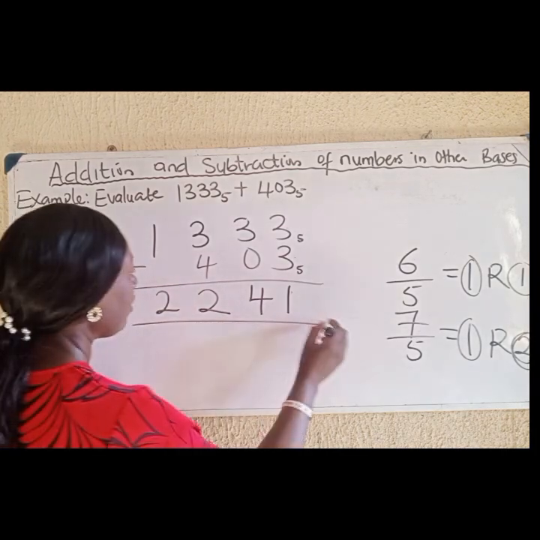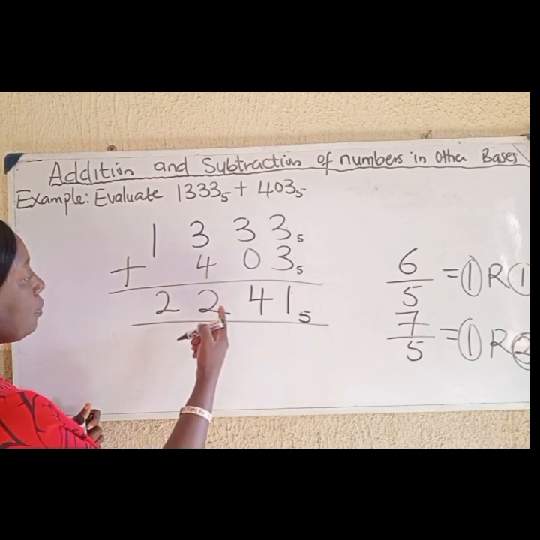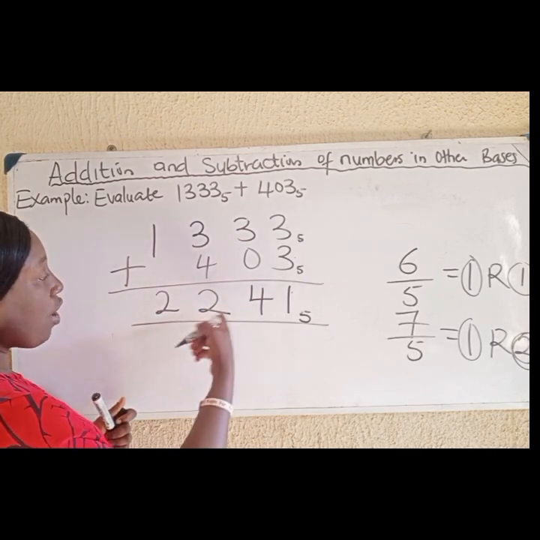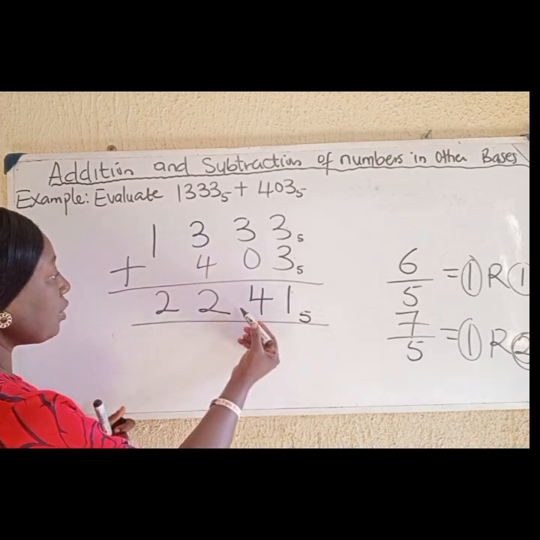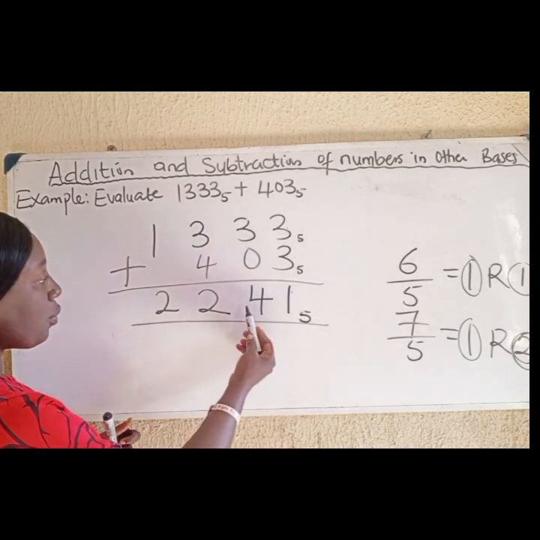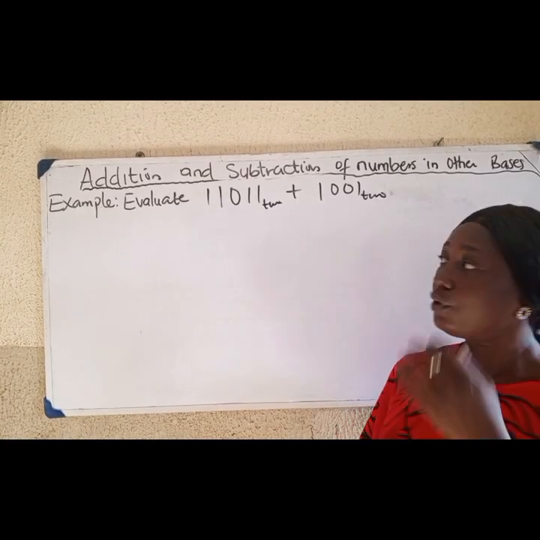And that is my final answer, which is in base 5. So when you look at this place, you can see that 5 or any number greater than 5 do not appear in my answer. 0 can come in, 1 can come in, 2 can come in, and 4 can come in. That's all. Now let's see another example under addition.